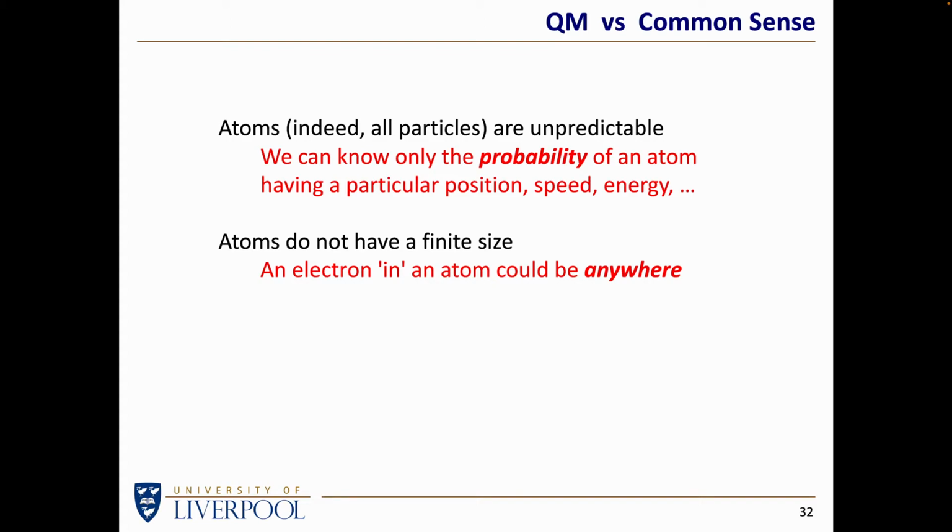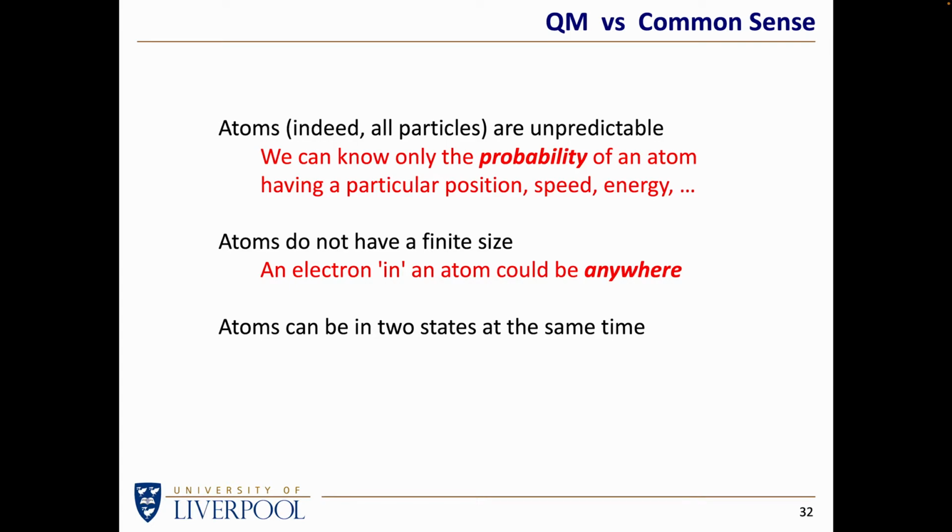So the idea that an atom is only this big, smaller than a nanometer, what we really mean is it is most likely that the electron is within a nanometer or so of the nucleus. And we ignore the fact that actually it might be further away than that. So it doesn't agree with common sense, but that's the way quantum mechanics works.